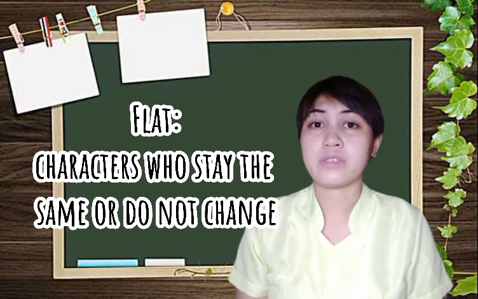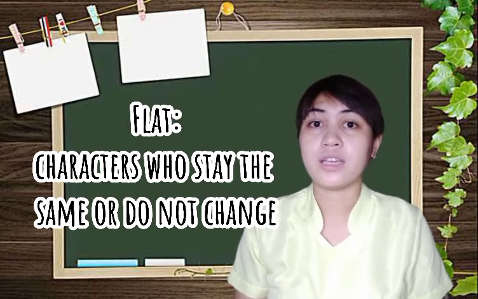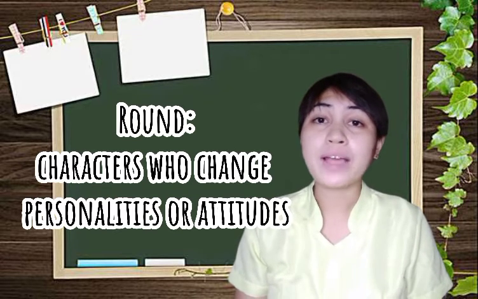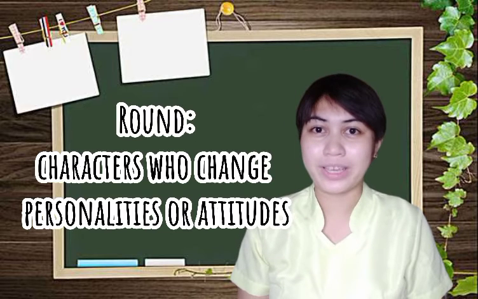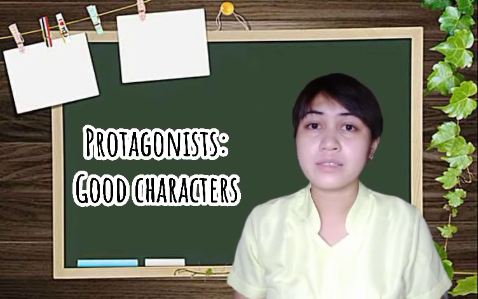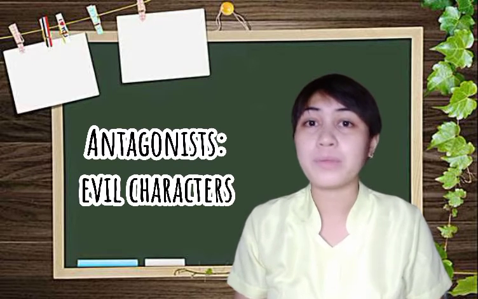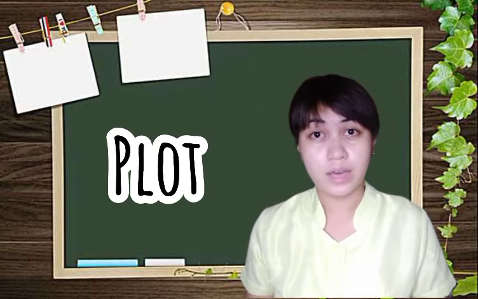Flat characters are those who stay the same or do not change until the end of the story, while round characters gradually change their personalities until the end of the story. We also have what we call the protagonists, who play the role of good characters, and the antagonists, who play the evil ones. The third one is what we call the plot.